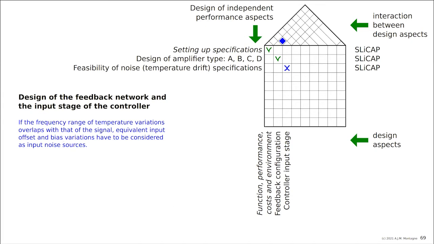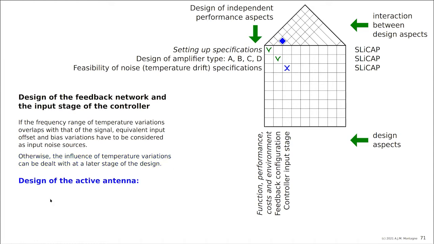So if the frequency range of interest includes the frequency of temperature variations, then we have to account also for those effects, but this was not relevant for the antenna amplifier. And if it is not relevant, we can just consider temperature influences at a later stage of the design.